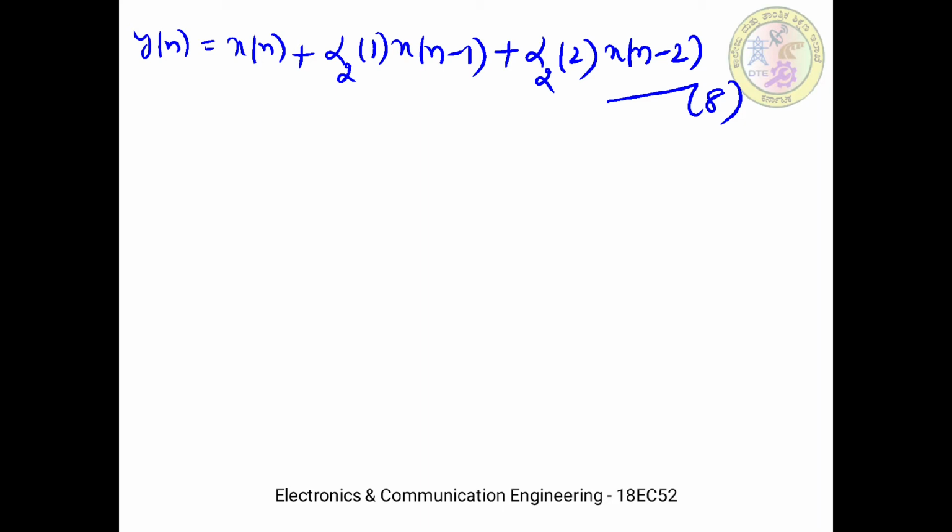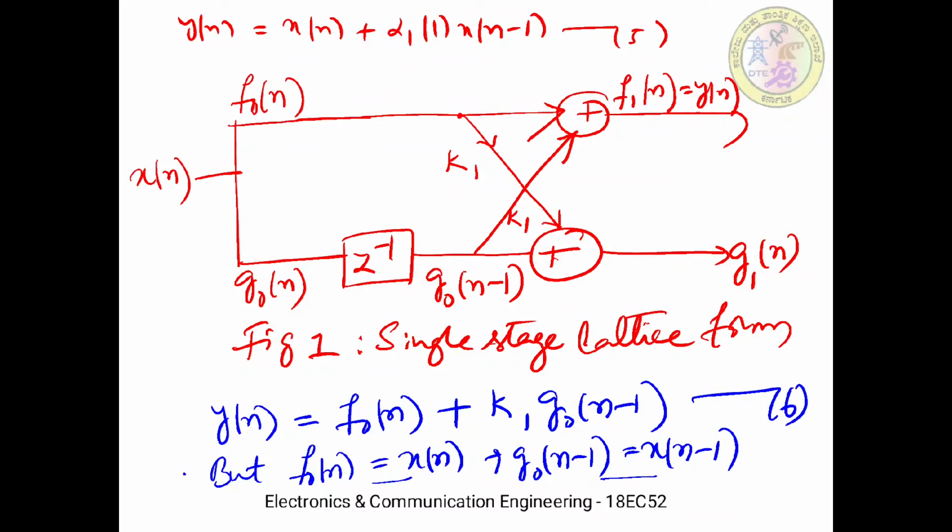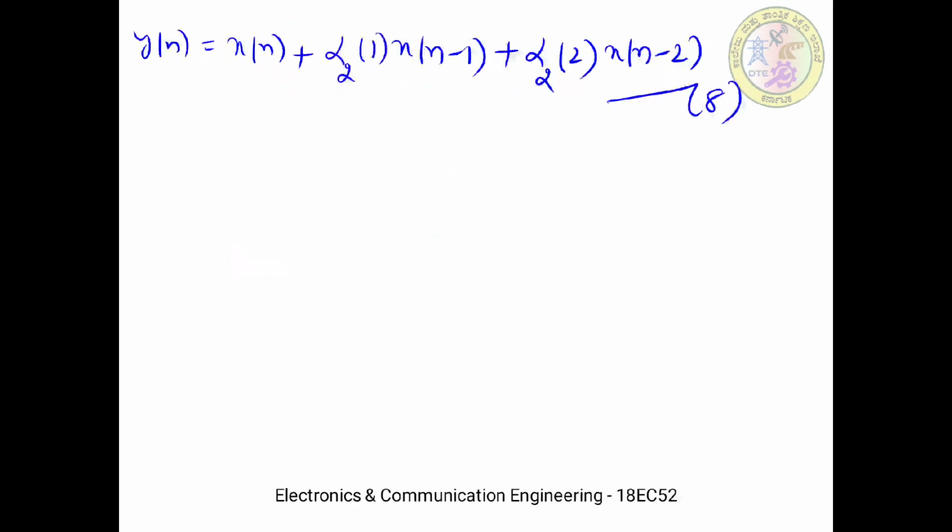To draw the lattice structure, we need to simply extend the previous structure, that's all. In the previous structure, what was the output? F1 of n was the last output and g1 of n was the last output in the second path. These have to be carried forward. We will simply repeat the basic first order structure in order to realize the second order structure, where f1 of n acts like x of n and g1 of n also acts as another input for the second path. Therefore, let us draw the lattice structure for the second order filter.